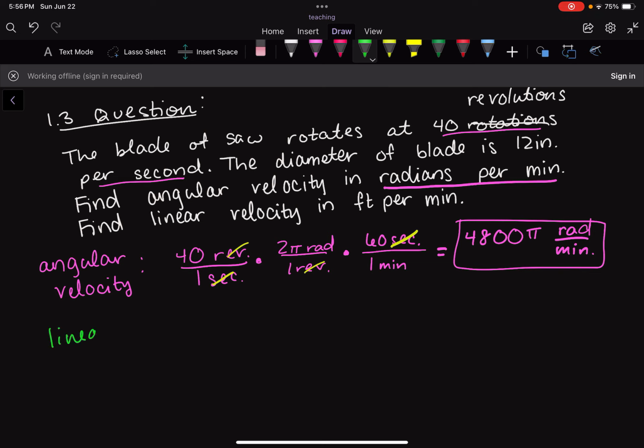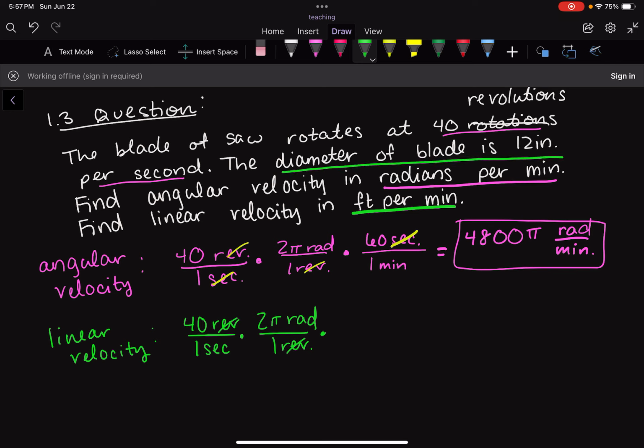Linear velocity is very similar. I'm still going to start at 40 revolutions per 1 second. I still need to multiply by 2 pi radians over 1 revolution. Revolutions cancels. But now I'm trying to get feet per minute. That should also tell you, oh, I need to have a distance in here. Well, for linear velocity, you have to multiply by the radius. So the diameter is 12 inches, which means the radius would be 6. So I'm going to multiply by 6 inches, and I'll just put that over 1.